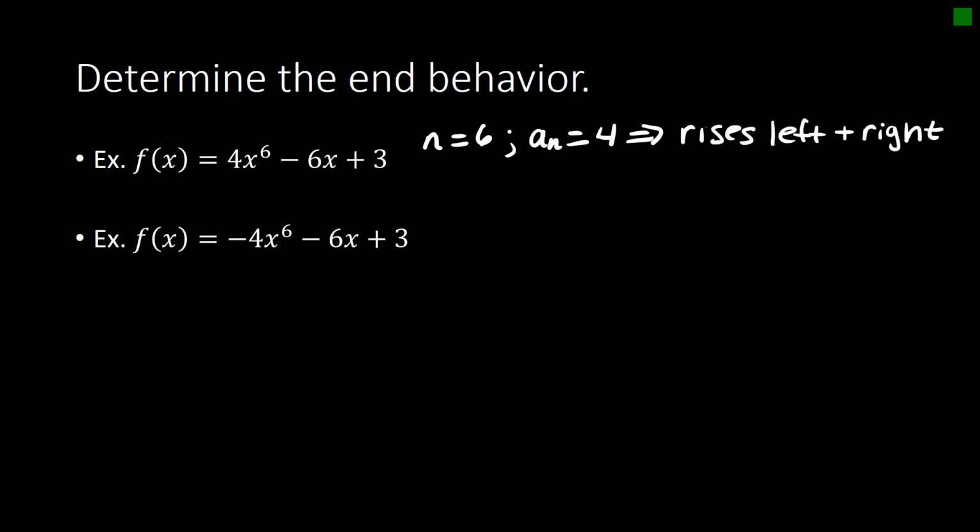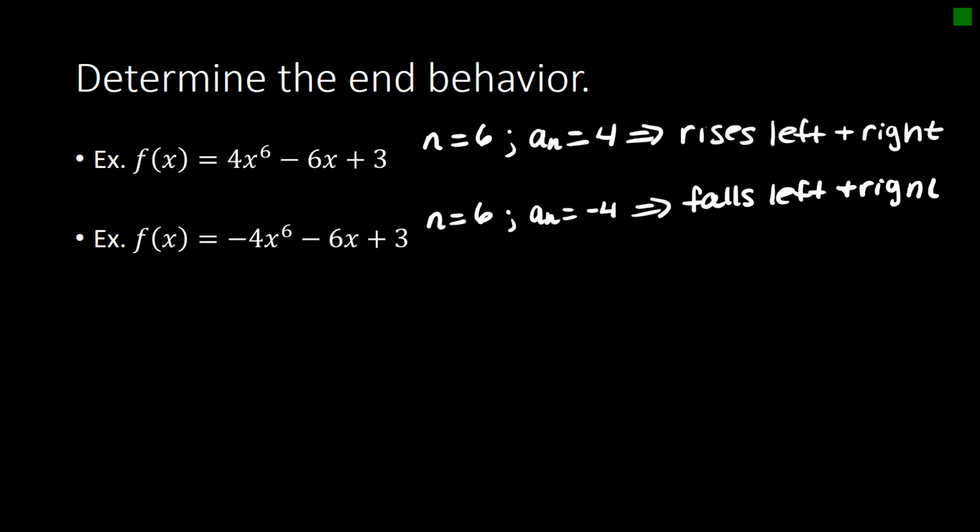The next one that we have is f of x equals negative 4x to the 6th minus 6x plus 3. Here, the degree n is 6. The leading coefficient is negative. So this means that this graph is going to fall left and right.